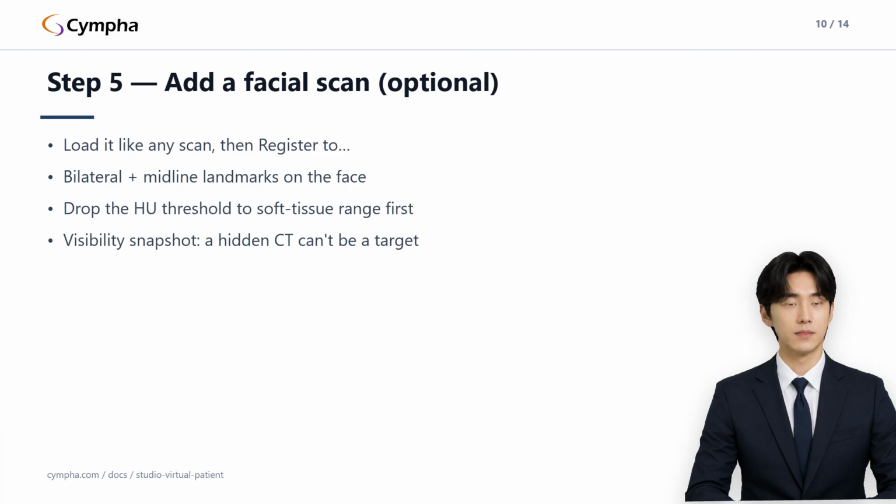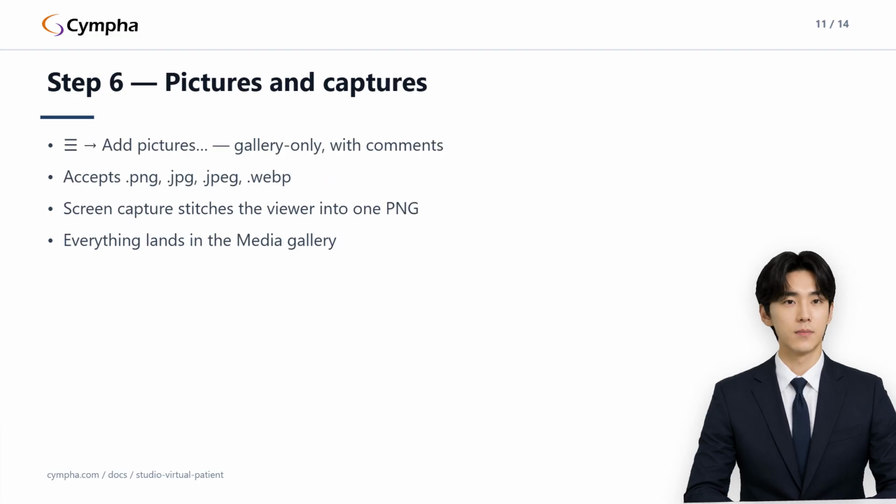Time to make it permanent. Hamburger menu, save project as. On Chrome or Edge, you'll be asked to pick a folder, and Studio writes the Cympha project file, plus a sibling asset folder next to it. Project pictures land inside that folder, under a picture subfolder. On other browsers, Studio falls back to a downloaded archive.